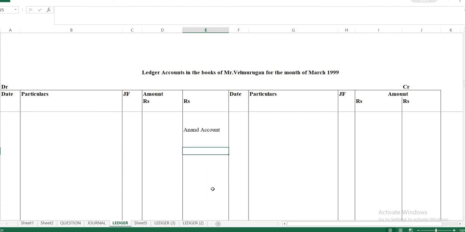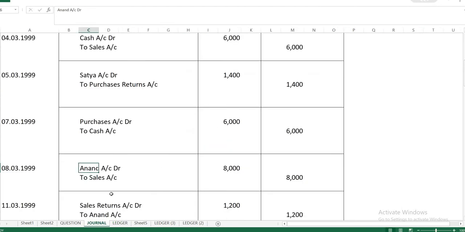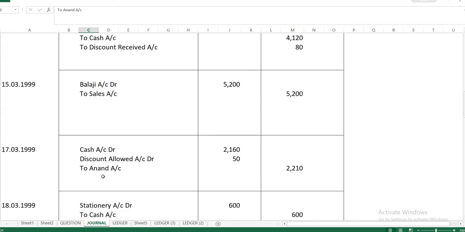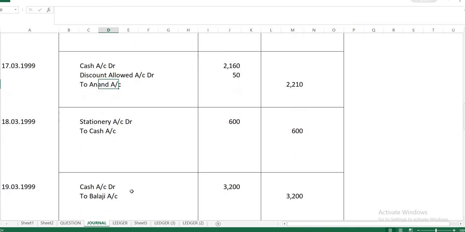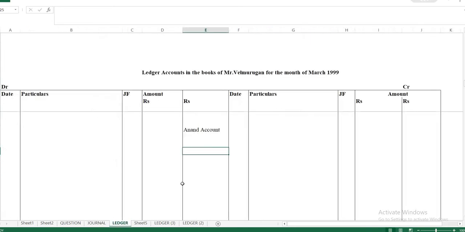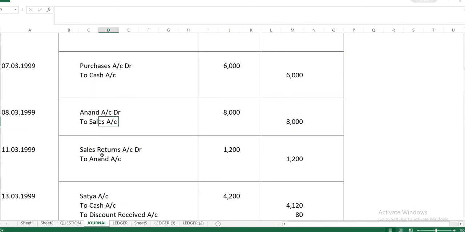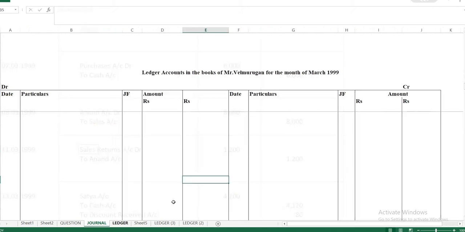Okay. Next, what you do: for Anand account, if a lot of transactions have been done with Anand, leave more space. Here Anand. Here after, where you see, here also Anand. So leave space accordingly and you can do it up. Okay, so Anand, let me give space. Then move to the next one. Anand account prepared, sales account prepared. Sales returns account we didn't prepare. So give some space for Anand and then prepare sales returns account.